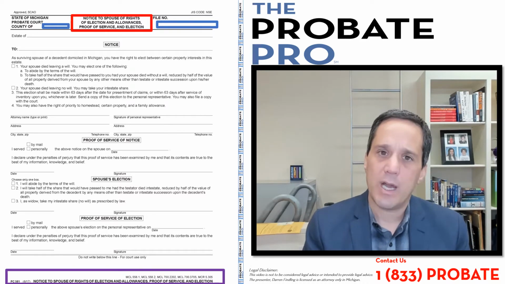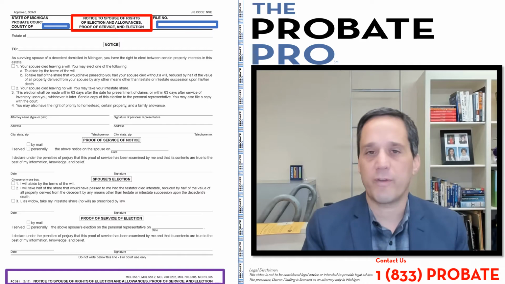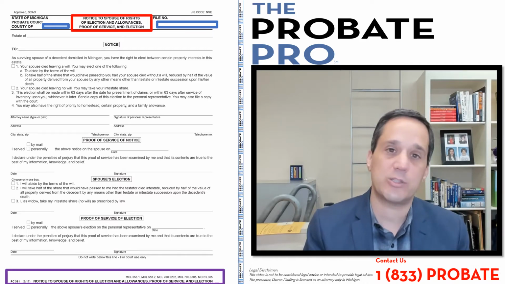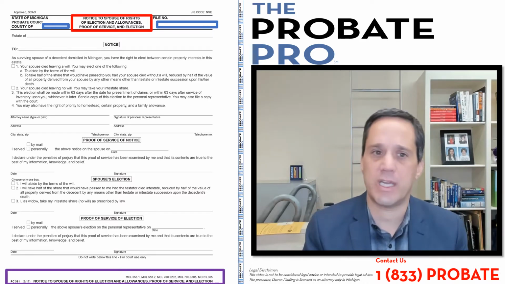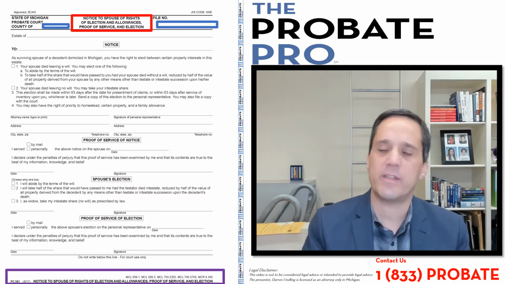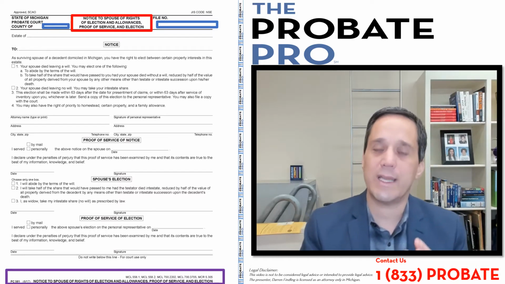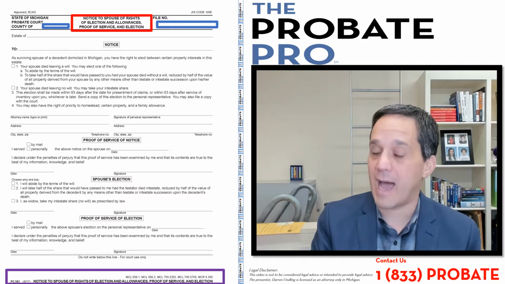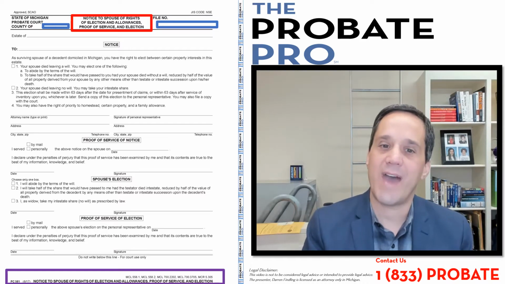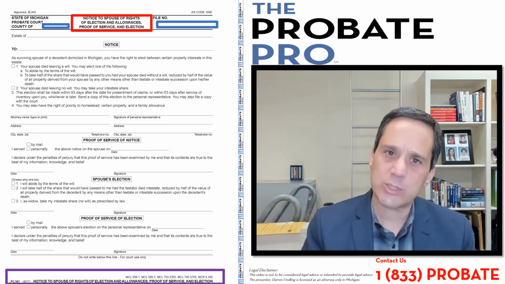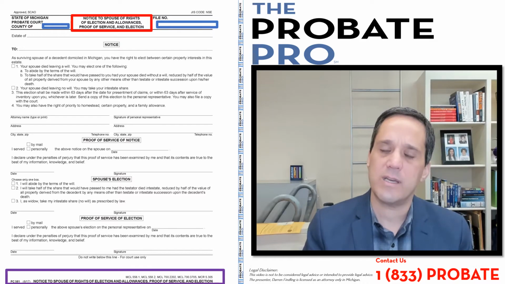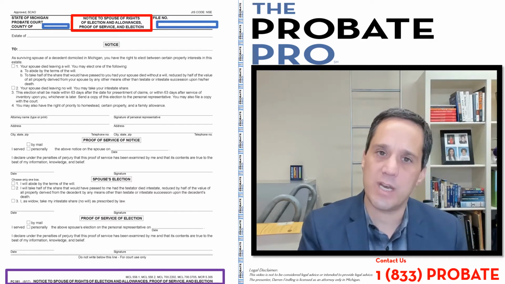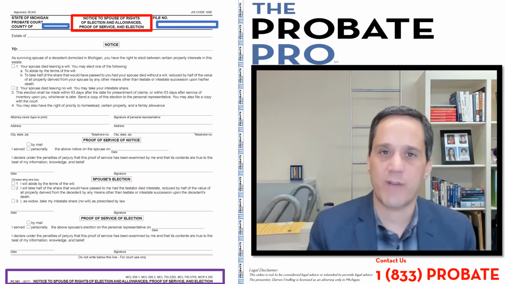Now again, dower, which is reflected within this document, only applies to a spouse that was a resident of Michigan. And again, this form and some of the rights of the spouse relate to whether the spouse is still alive at the time that the election would be occurring. So let's work our way through this document for purposes of the personal representative giving notice to a surviving spouse.